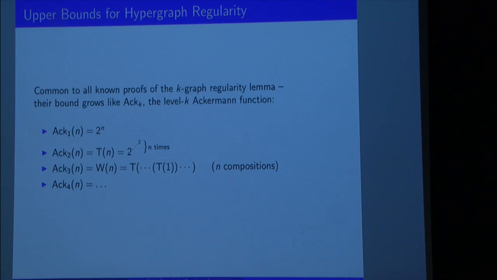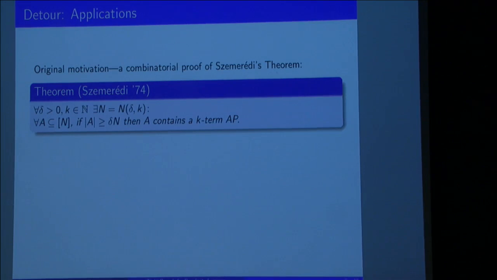Okay, so I will say that the tower function is the correct bound for graph regularity, and the question is what happens for hypergraph regularity. Let me take just a small detour and say what was the original motivation for defining hypergraph regularity. One motivation was from the paper of Frankl, Rödl and Erdős from '86 that I mentioned before, but here are some number theoretical motivations. The original motivation was to give a combinatorial proof of what is known as Szemerédi's theorem.